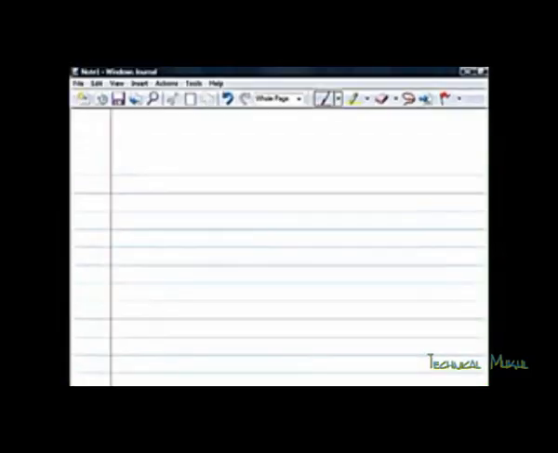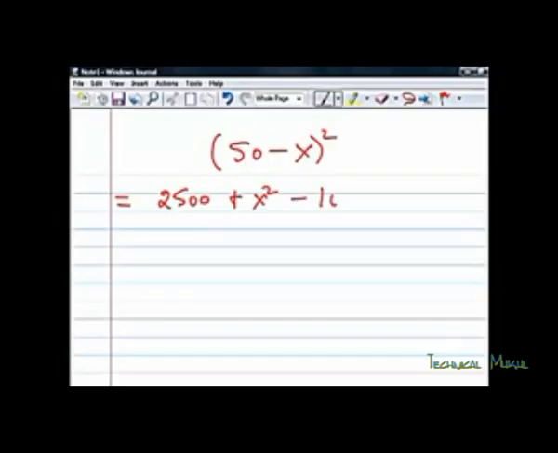With this formula, let's take an example. Suppose we have a number which is something like this: 50 minus x whole square. So x can be 1, 2, 3, or any number. If I derive it, it will be 2500 plus x square minus 100x.